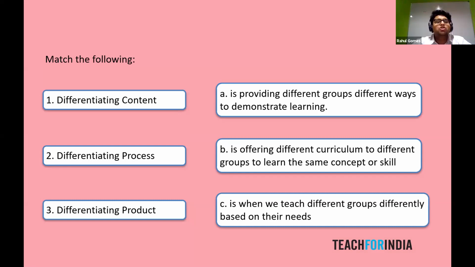One, differentiating content. Two, differentiating process. Three, differentiating product. A is providing different groups different ways to demonstrate learning. B is offering different curriculum to different groups to learn the same concept or skill. C is when we teach different groups differently based on their needs. Please, guys, start populating your answers in the chat window.